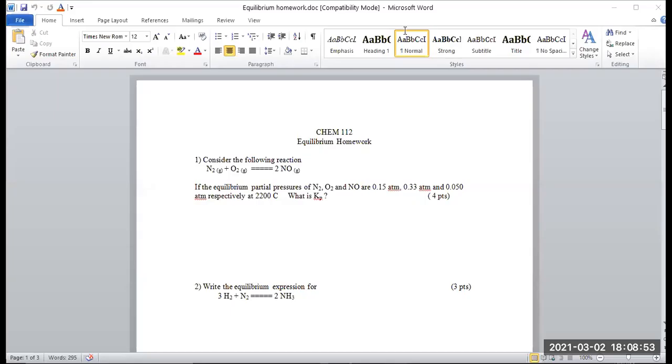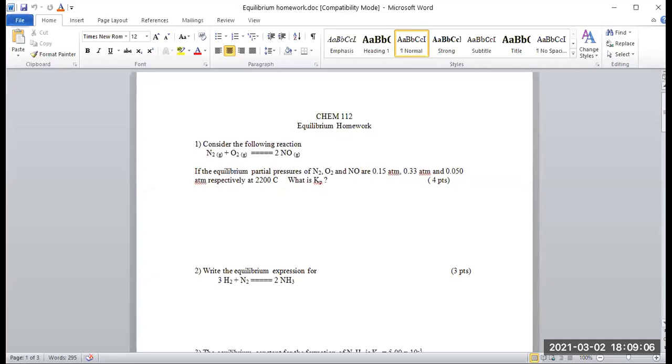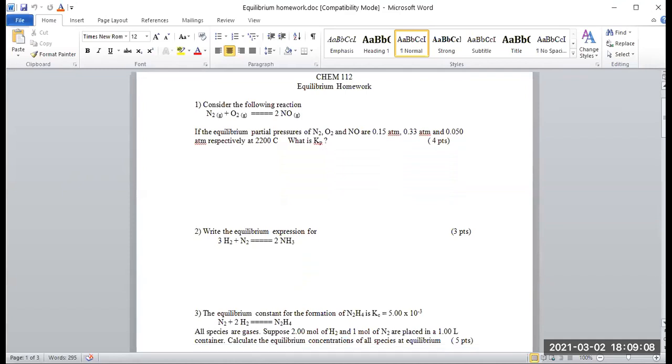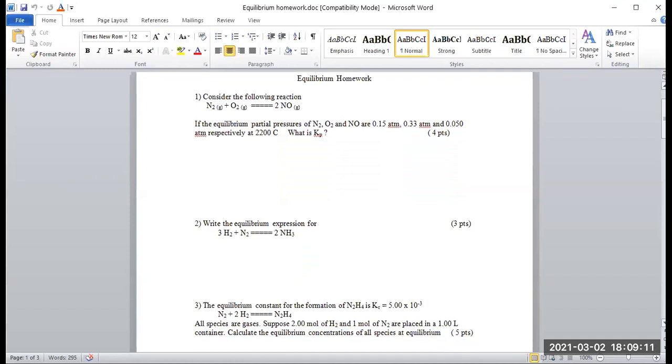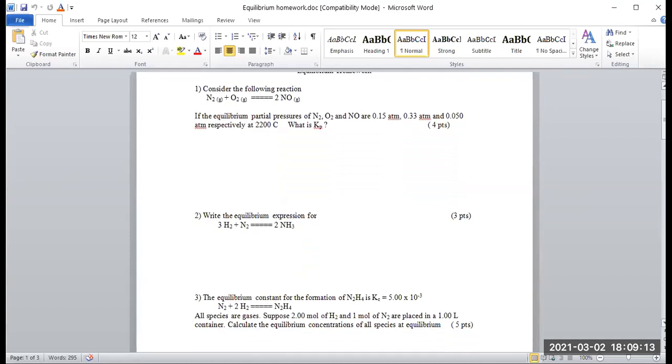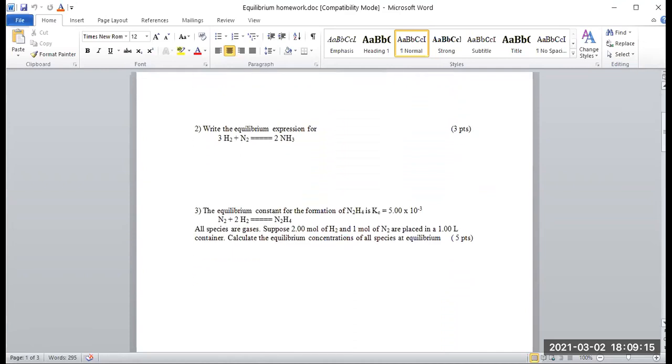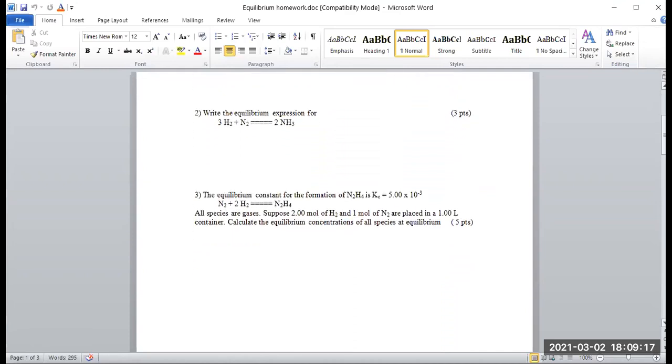Screen sharing. All right, this is what the equilibrium homework looks like. Remember, I tipped you off last week. Equilibrium homework is due Thursday night. So I gave you some information and asked you to calculate Kp. I gave you a reaction and asked you to write the equilibrium expression. There's no math for that one.